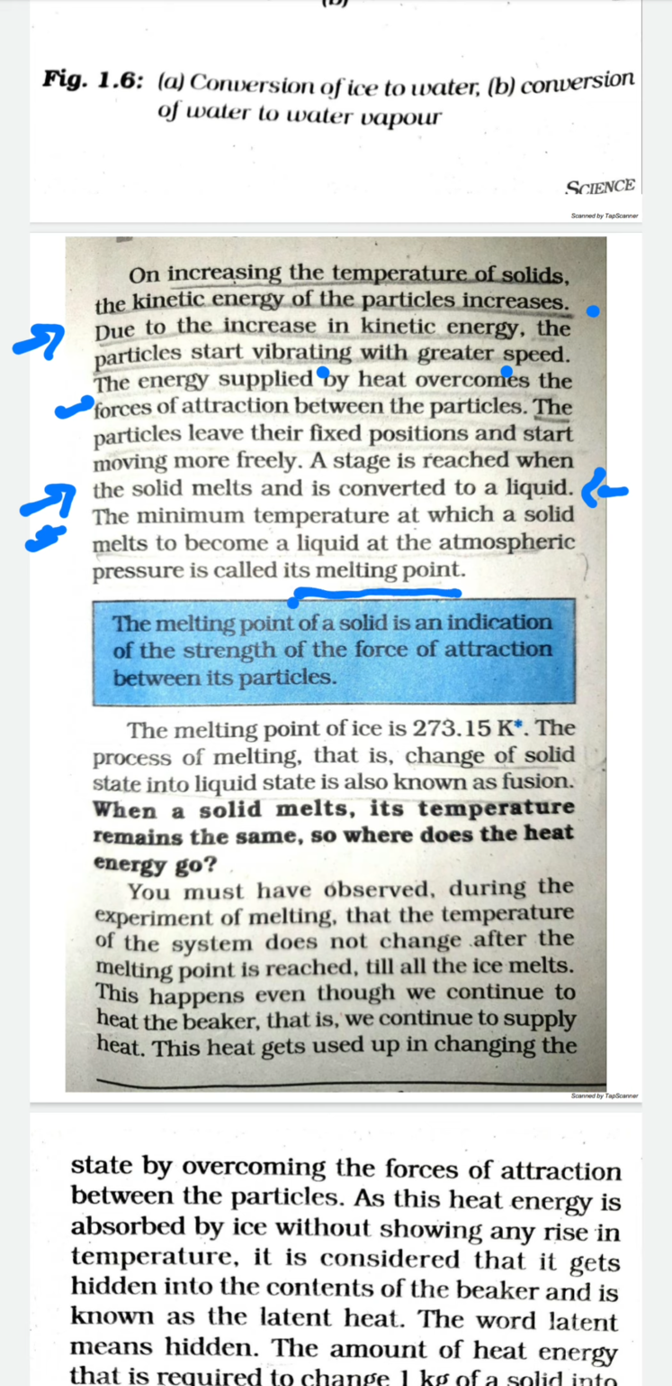So how do we define melting point? The minimum temperature at which a solid melts to become a liquid at atmospheric pressure is called its melting point. The melting point of ice is 273.15 Kelvin or 0 degrees Celsius. We normally, in the due course of teaching and learning, talk about Kelvin temperature. 0 degrees Celsius is 273.15 Kelvin, but we round it off to 273 Kelvin, right?